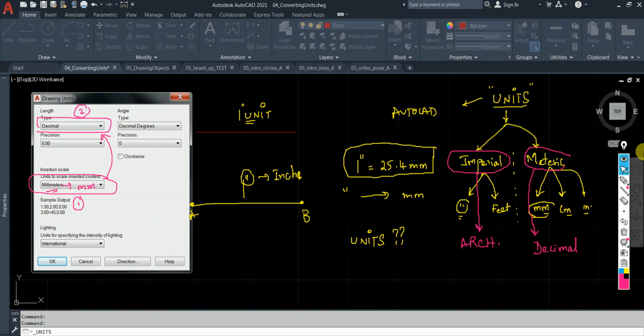Okay, very clear. Remember, this is a rule. Whenever imperial, it has to be architect. You have to change it. AutoCAD will not do it for you. Okay. Metric means millimeter, centimeter, whatever. Has to be decimal. Now you ask why. Okay. Let me ask you one thing. Can I write? I'm just writing.